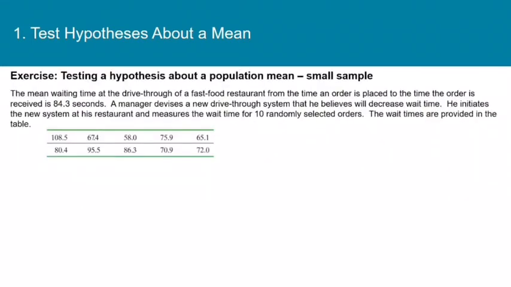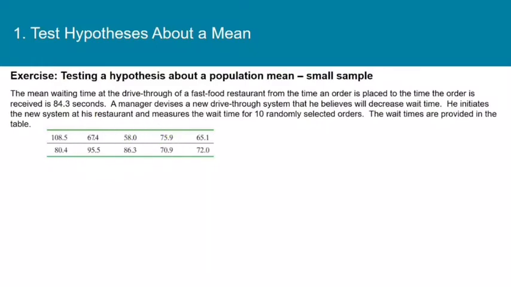So now here is our next example. This is an exercise from the homework. This says the mean waiting time at the drive-thru of a fast food restaurant from the time an order is placed to the time the order is received is 84.3 seconds. A manager devises a new drive-thru system that he believes will decrease wait time. He initiates the new system at his restaurant and measures the wait time for 10 randomly selected orders. The wait times are provided in the table.